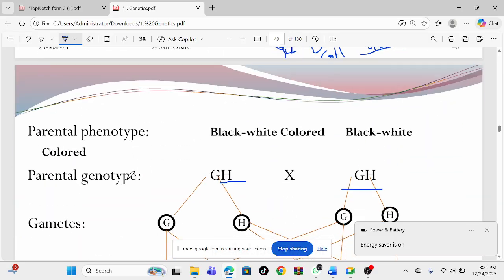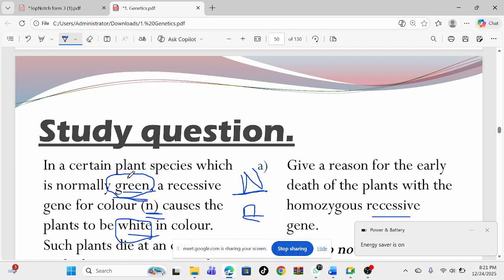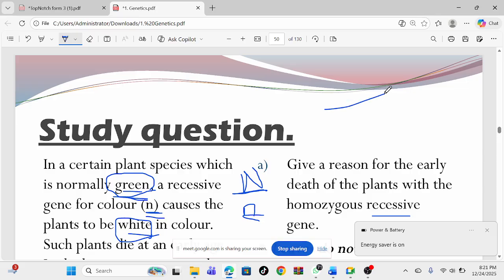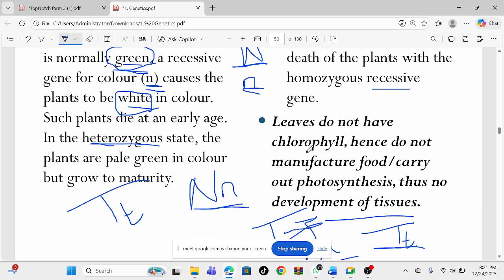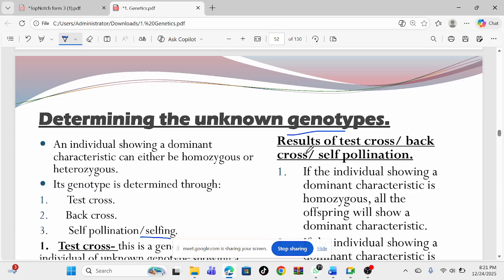Incomplete dominance ni ile moja na fichwa. For example, the TT, ile T kubwa na T ndogo. Saizi hii ni recessive, sio? Inafichwa kabisa na haionyeshwi. So na hii sasa tunasema nini? Tunaita this is a tone. Inafichwa hii T ndogo. The shortness inafichwa. And that's known as complete dominance.